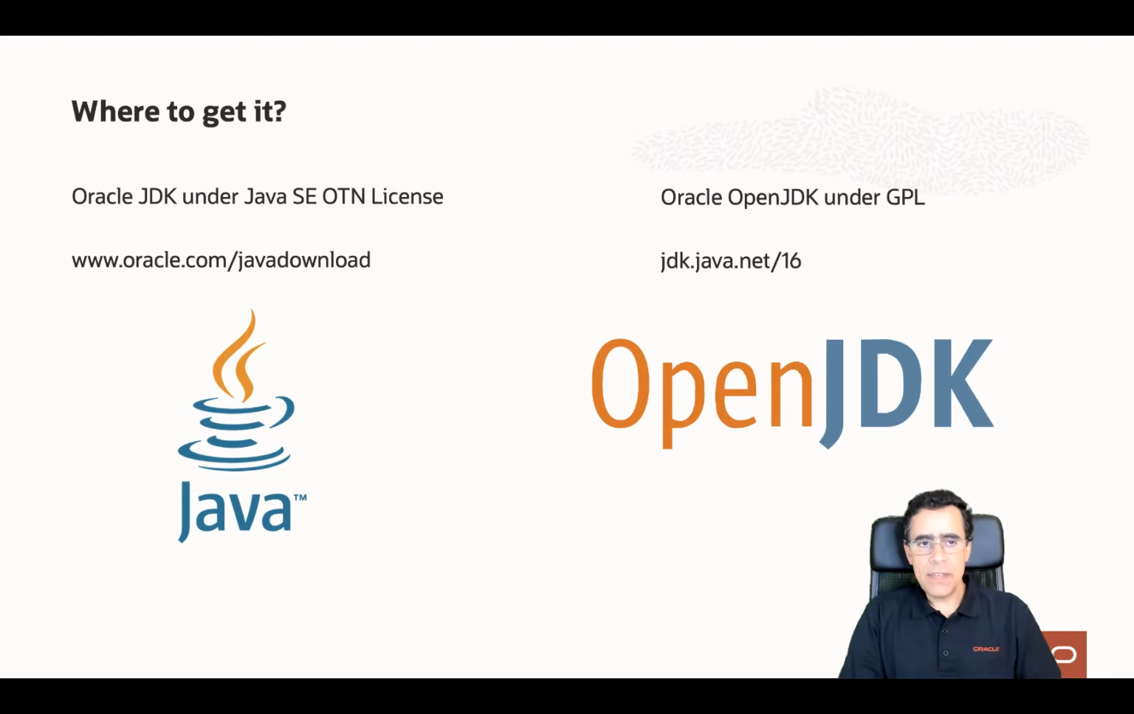We will offer JDK 16 when it releases on March 16th under two different licenses. You can get supported JDK 16 builds under the Java SE OTN license, which allows it to be used in development, personal use, and for Oracle customers, which includes Java SE subscribers and anyone running in Oracle Cloud. Available at oracle.com/java/download. You can also get OpenJDK binaries for JDK 16 under the GPL from jdk.java.net.